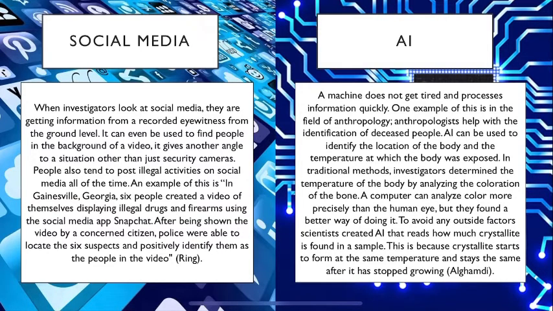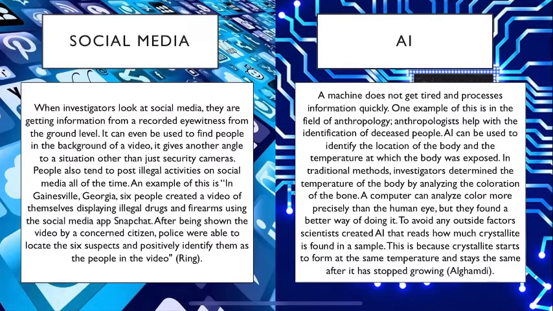AI. A machine does not get tired and processes information quickly. One example of this is in the field of anthropology. Anthropologists help with the identification of deceased people. AI can be used to identify the location of the body and the temperature at which the body was exposed. In traditional methods, investigators determine the temperature of the body by analyzing the coloration of the bone. A computer can analyze color more precisely than the human eye, but they found a better way of doing it.